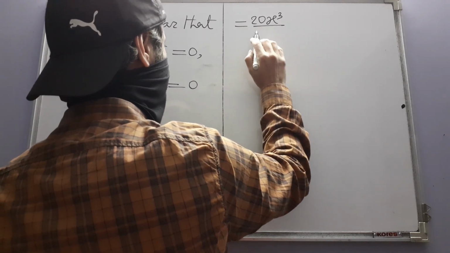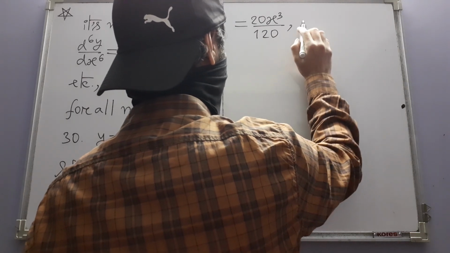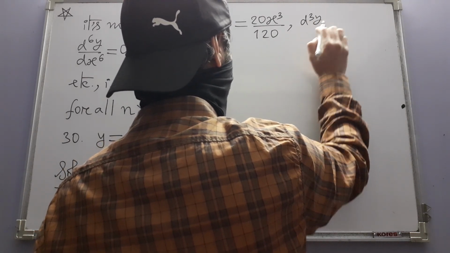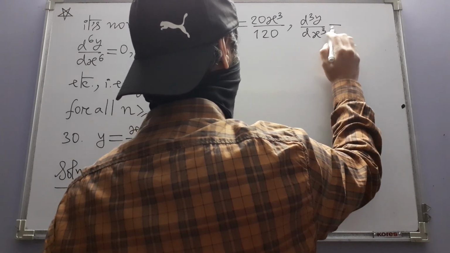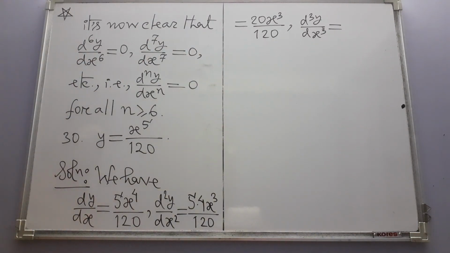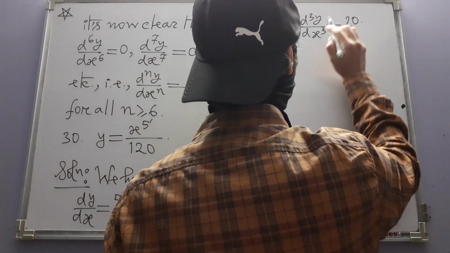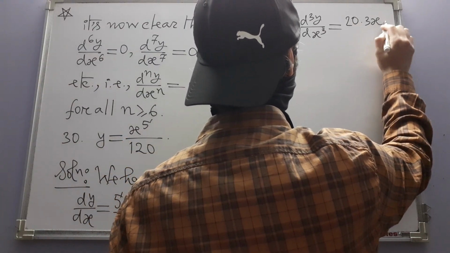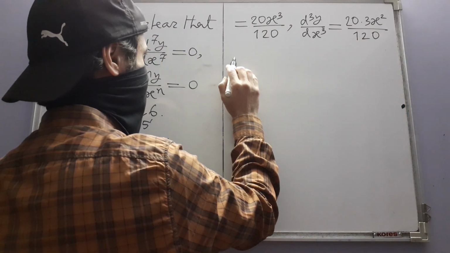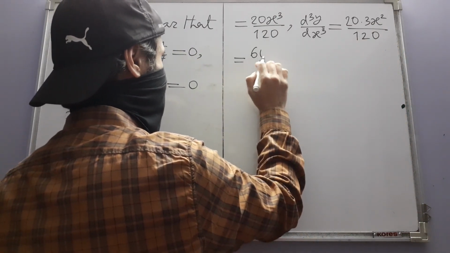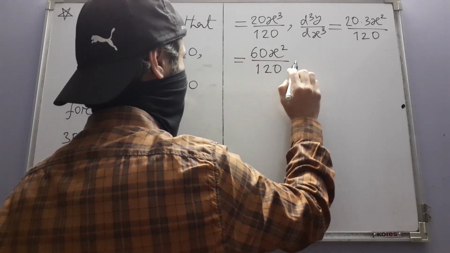x cube divided by 120. Okay. What about the third derivative? The third derivative is, of course, obtained by differentiating x cube, so that gives us 3x square divided by 120.